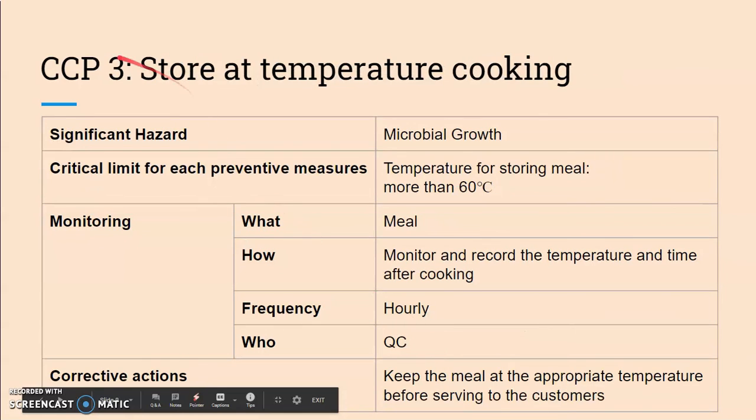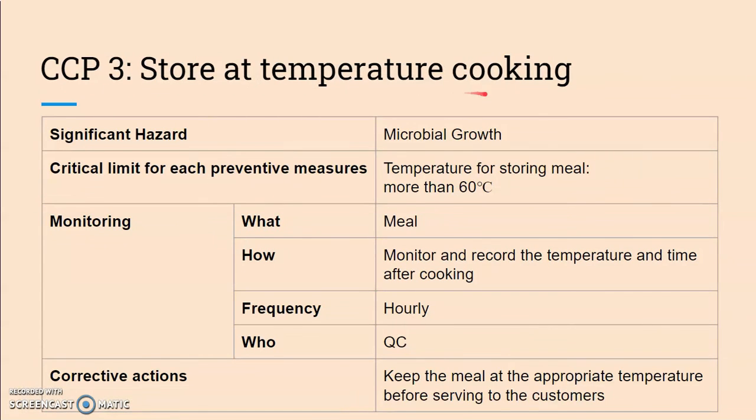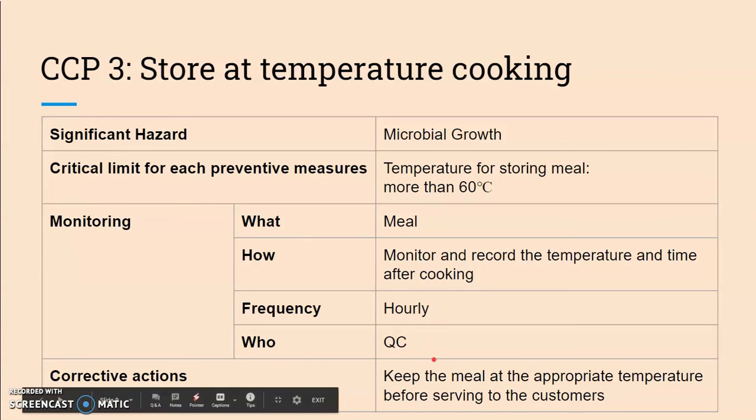And finally, CCP3, storage at the cooking temperature. The significant hazard is microbial growth. The critical limit for the preventive measure is the temperature for storing the meal. The meal should be stored at more than 60 degrees Celsius. So we have to monitor the meal. How we monitor is to monitor and record the temperature and time after we cook, with a frequency of about hourly, and who should monitor is the QC. And the corrective action is to keep the meal at the appropriate temperature before serving to the consumers.